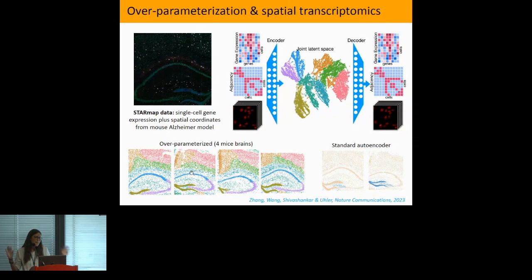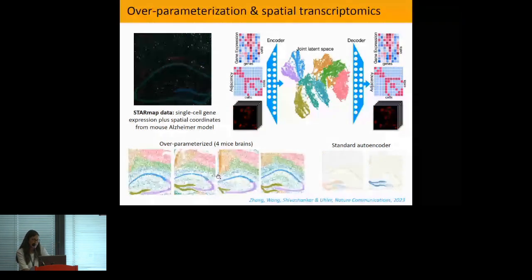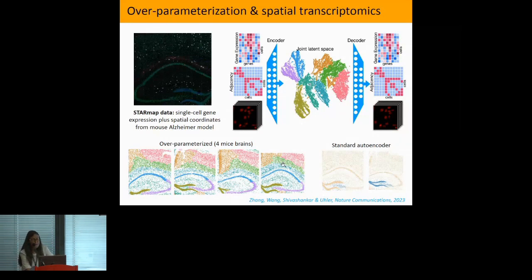I didn't have to do any batch correction. Overparameterization actually takes care of that. These clusters are all consistent across the different mice, although the slices are always slightly different. And here you see what happens when you use your standard autoencoder. The standard autoencoder has huge batch effects. For example, these cells here are not clustered together with these cells in the other mouse. So across mice, you get clusters that are completely inconsistent with each other. That comes directly out of overparameterization.